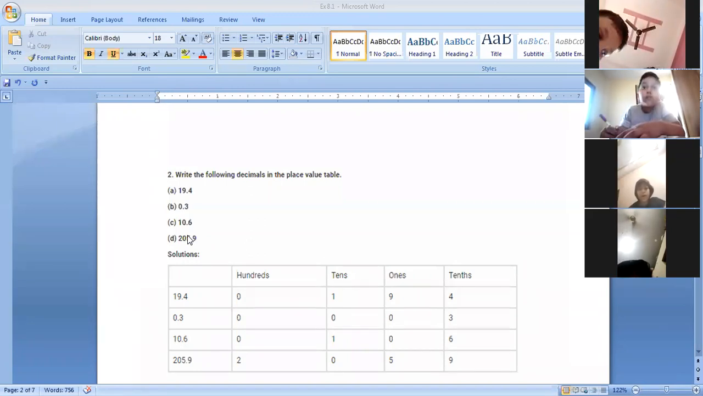Make a table on your own and write it on your own. And please check your camera position also.